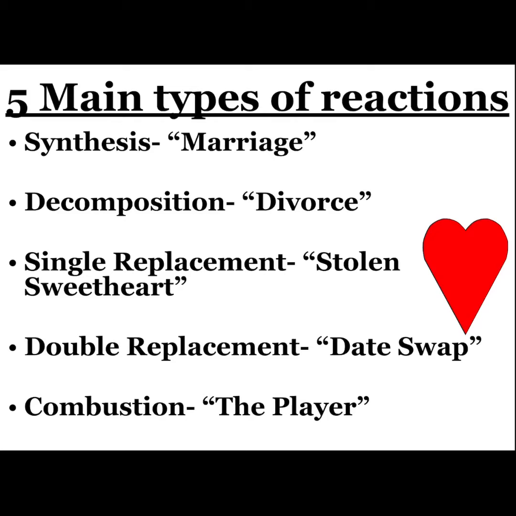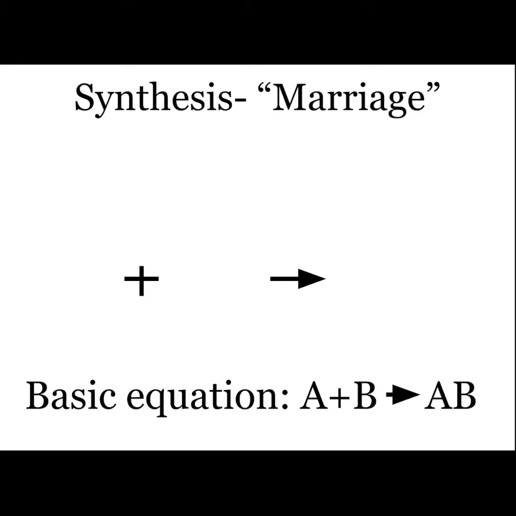So the 5 main types of reactions, the actual names that you need to know are synthesis, decomposition, single replacement, double replacement, and combustion. So synthesis we said was marriage. The basic equation for this type of reaction is gonna be A plus B, and that arrow is telling me that a reaction happened, and it's gonna form AB. So that is 2 separate elements, and there's some type of reaction that happens, and they form a compound. So A is an element, B is an element, a reaction occurs, and it makes AB. AB would be a compound of 2 or more elements.